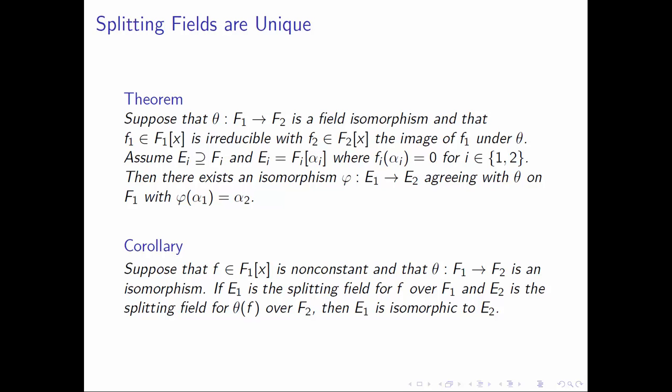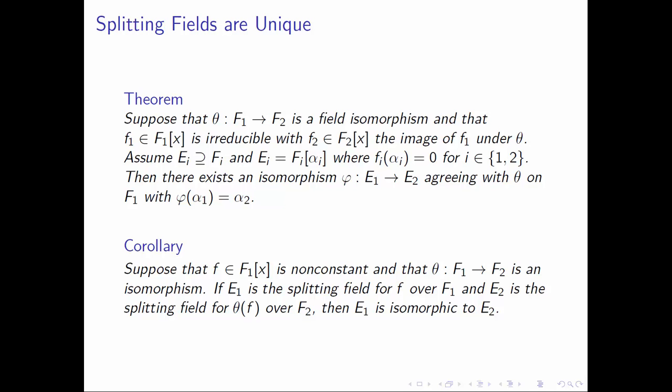Then what the theorem is saying is that we can make an isomorphism of fields phi that goes from E1 to E2, and this isomorphism is going to agree with theta on F1, and it's going to carry the root of the polynomial f1 that we've called alpha 1 to the root alpha 2 of the polynomial f2. Now, this is a really important and helpful theorem, but the corollary of this theorem is basically the statement that splitting fields are unique. So the corollary that we're going to prove is a little more general than that.